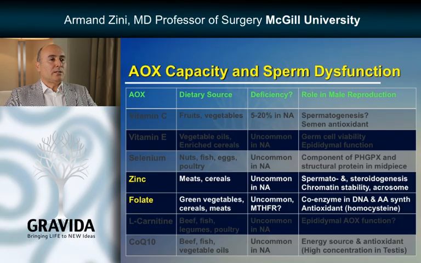Two other antioxidants and supplements, zinc and folate, have been used in the treatment of infertility, and these are important components. Again, deficiency of zinc is uncommon in North America, but perhaps folate may be a little more common. There may be a genetic predisposition to a folate deficiency. These two components are important for spermatogenesis, steroidogenesis, chromatin stability, and also important in DNA and amino acid synthesis.